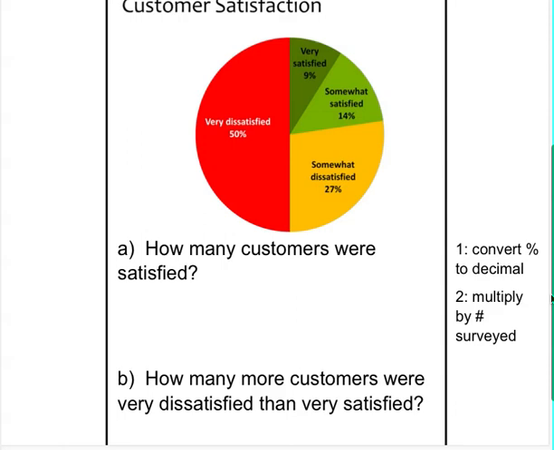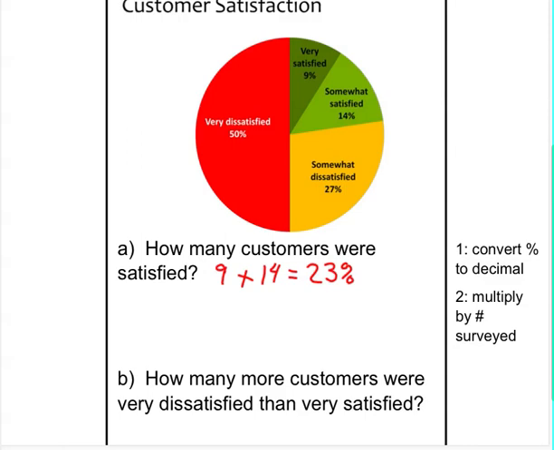So question A is how many were satisfied? Since the question doesn't specify very satisfied or somewhat satisfied, we're going to look at both of them together. So first of all, we take our 9% that were very satisfied, add that to the 14% that were somewhat satisfied to give us 23% of customers were satisfied with whatever service they received.